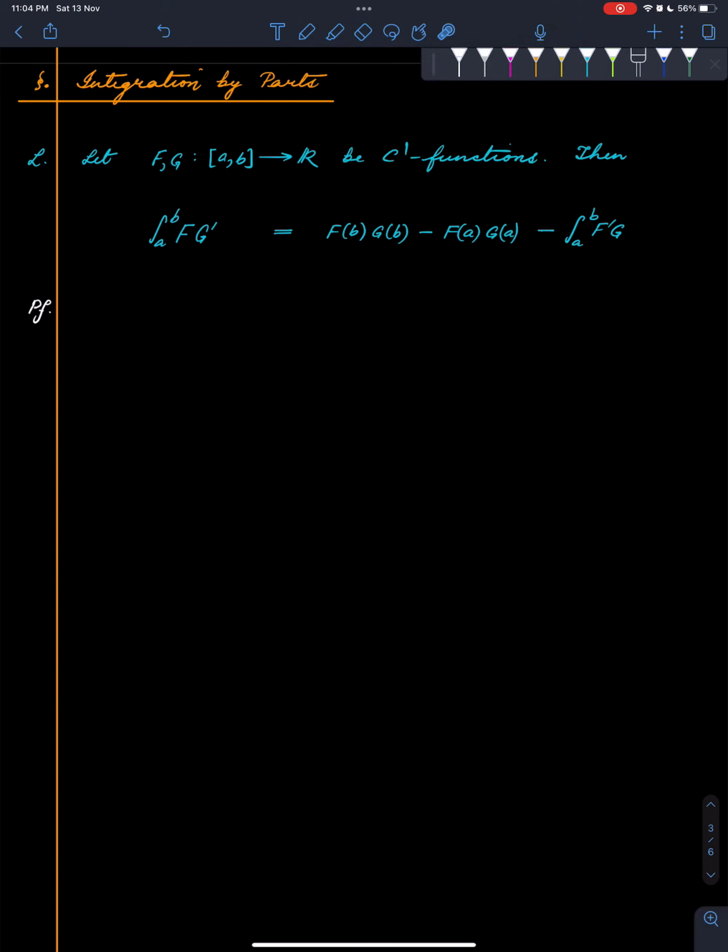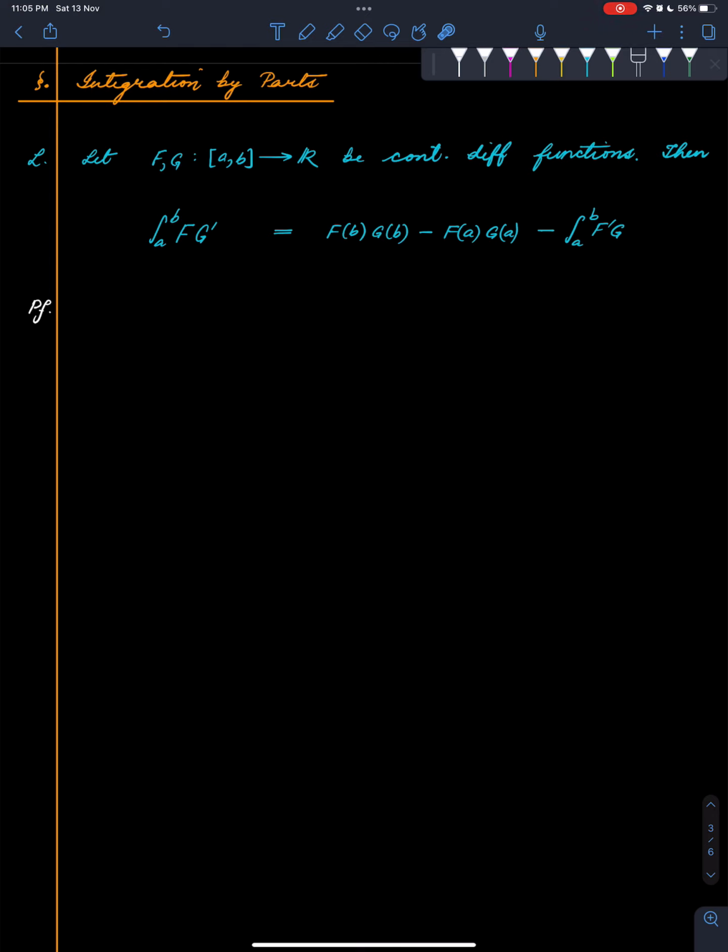So what we have is 2 functions which are continuously differentiable. C1 functions means continuously differentiable functions. Let me just write continuously differentiable. Let f and g be continuously differentiable. Then the claim is that if you integrate this funny looking thing, you get that funny looking thing.